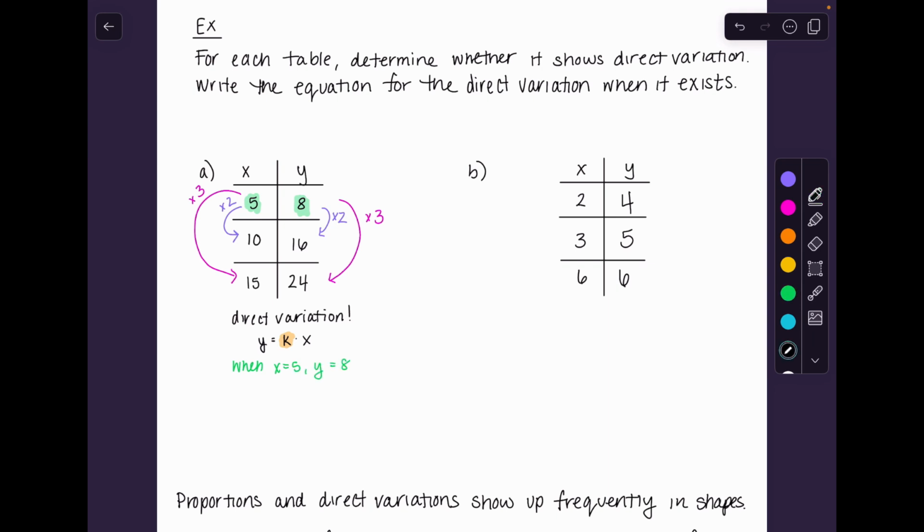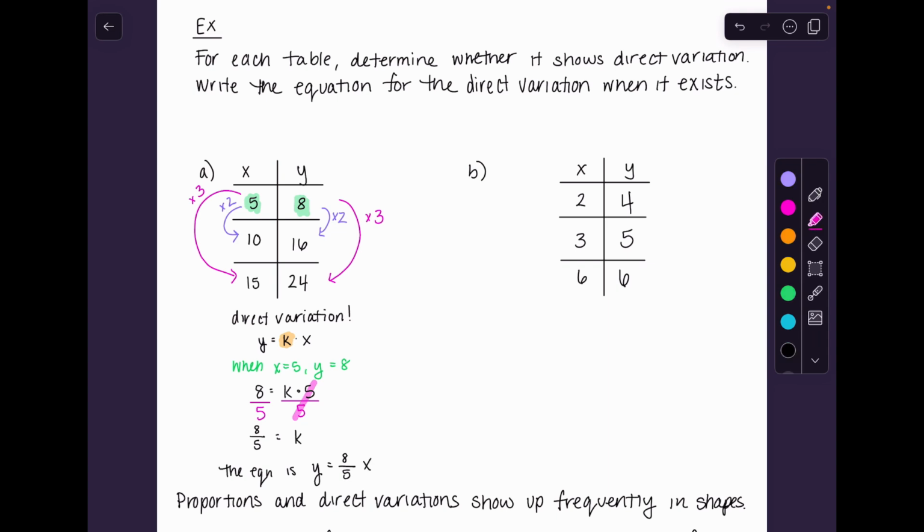So we're going to use this to find the value of k. Plugging in that y is 8 and x is 5, we just need to divide both sides to find the constant k, because that will make these two disappear, and we have our unknown. The value of k is 8/5. Okay? So our equation is y is equal to 8/5 times x.